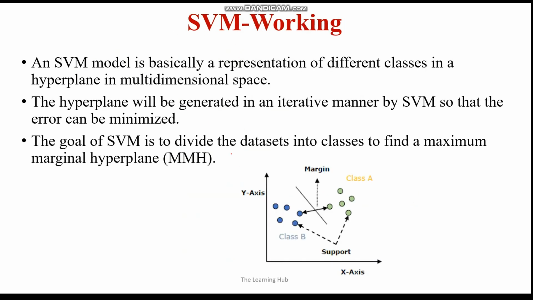It works by differentiating the classes with the help of a hyperplane in the multidimensional space. The hyperplane will be generated in an iterative manner by SVM so that we can minimize the error. If we look at this diagram, along the x-axis and y-axis we have certain points, and here we have two classes, class A and class B, and between these two classes we have a margin line. This line is separating the two classes.